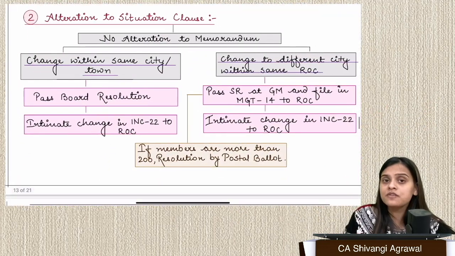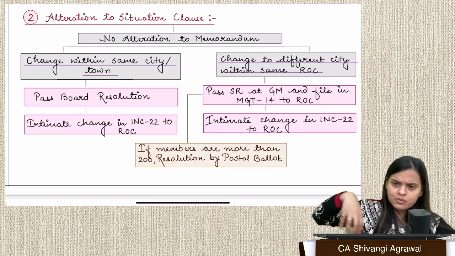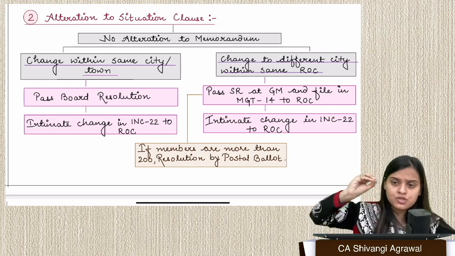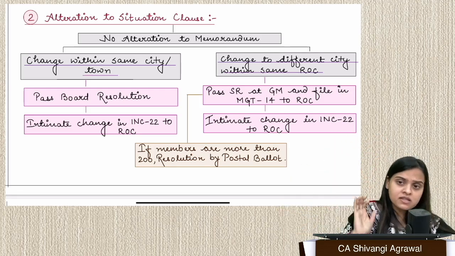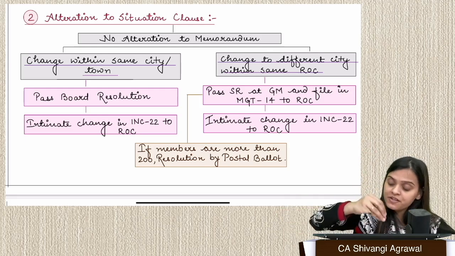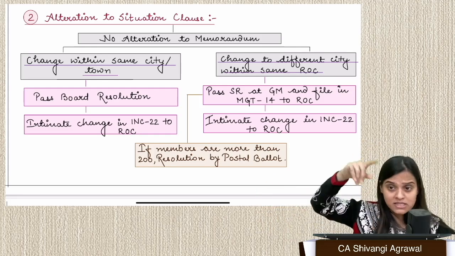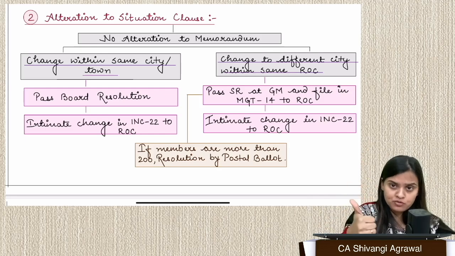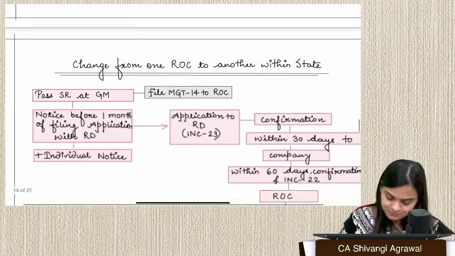Next is alteration of situation clause. See, if we change our registered office from here to here within the same city, it does not amount to alteration. It can be simply done by passing a board resolution and informing ROC in INC 22 about the new office details. Second, if we are changing our registered office from one city to another city, but we are in the same ROC, you need to have members' approval by SR, and you need to file INC 22. So you will do these two filings to ROC, and it will be done.